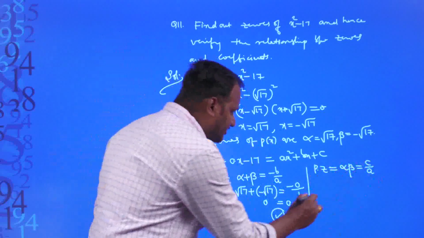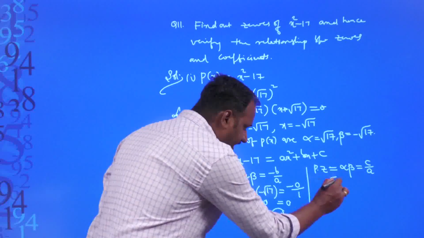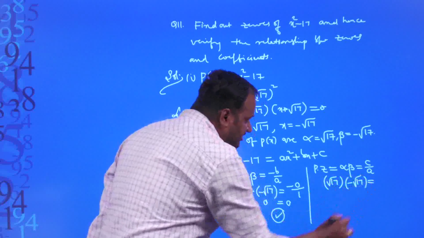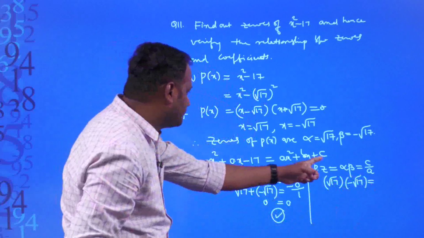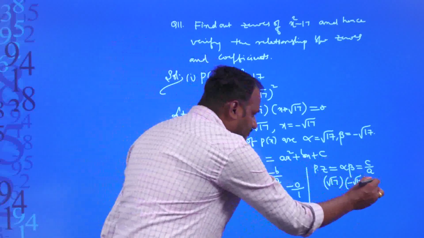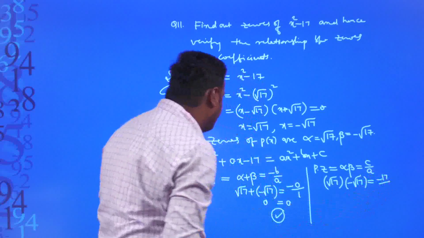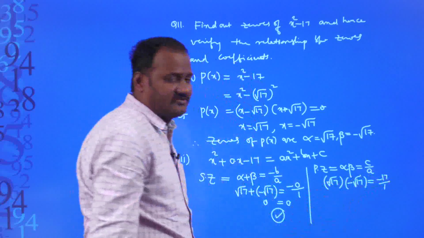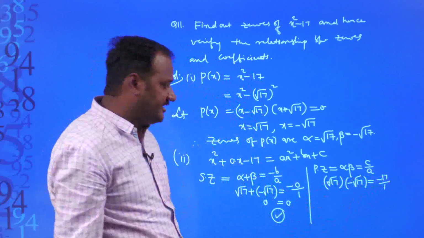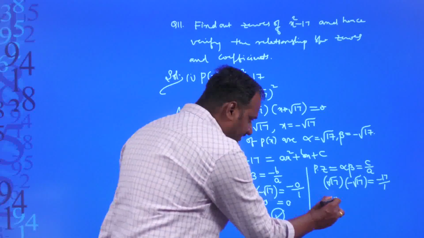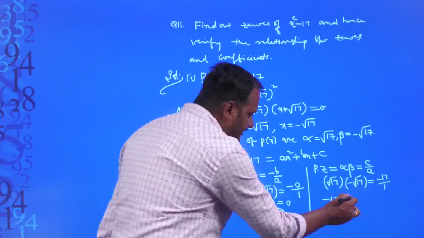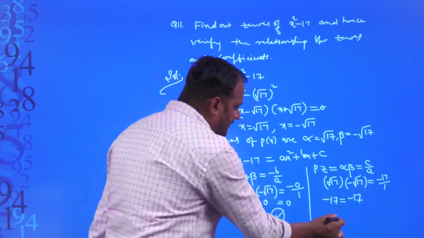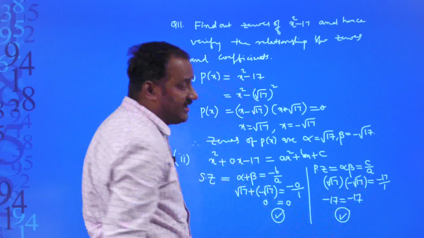The value of alpha is equal to square root 17 and beta is equal to minus square root 17, which is equal to c divided by a. The value of c is going to be minus 17. So, minus 17 divided by a, which is 1. So, here root 17 into root 17 is root 17 whole square, which is equal to 17, and minus is there. So, minus 17, which is equal to minus 17 by 1, is minus 17. Minus 17 is equal to minus 17. Therefore, product of zeros is also verified.